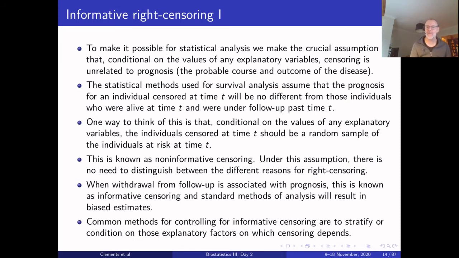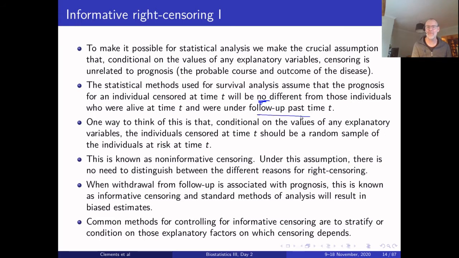To make it possible to do straightforward analyses, we often make the assumption that, conditional on the values of any explanatory variables, censoring is unrelated to prognosis. So those methods assume that the prognosis for an individual censored at time t will be no different from those individuals who were alive at t and were under follow-up past t.